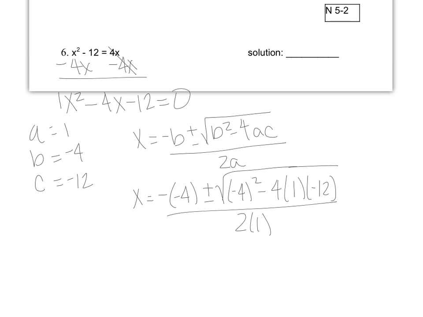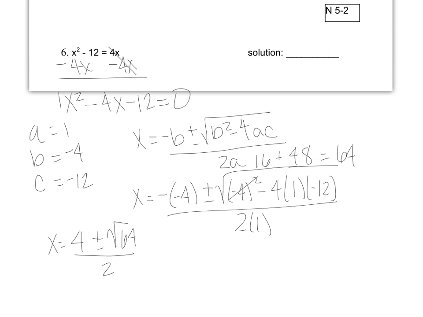Okay, so again, I'm going to find the number that's under the radical. So if you're typing it all in the calculator, make sure you just type in the numbers under the radical and don't type in square root. Okay, so that'll be 16, and that would be plus 48. So if you add those together, you should get 64. So we should have x equals 4 plus or minus the square root of 64 over 2.